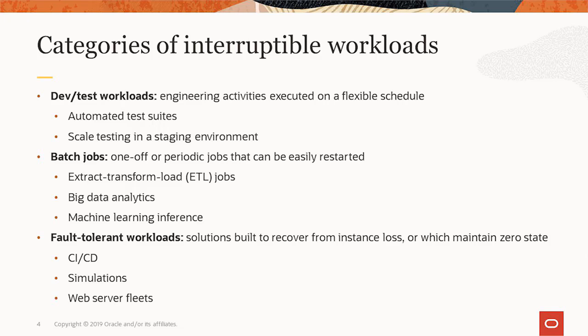The first is dev test workloads, and that's often internal engineering activities, typically somewhat flexible in their execution schedule. A couple of examples right off the top are automated test suites or potentially scale testing. The sensitivity to when they run is somewhat flexible. For example, let's say I have a code change as a developer, I check it in, I want automated testing to kick off and run right afterwards. Whether that runs 3 or 5 minutes afterwards may not be as much of an issue, and you can see that you would have some flexibility there.